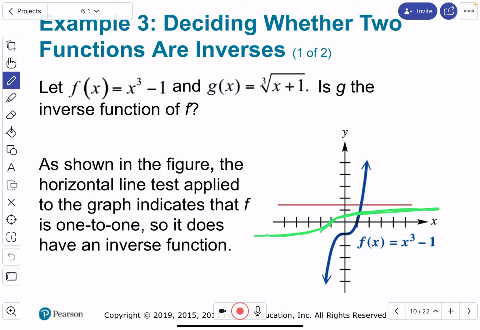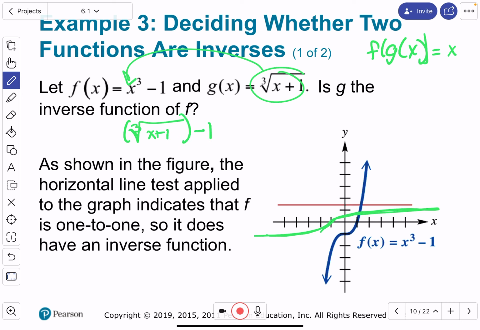If f of g of x is going to equal x, we have to plug g in. So if I take this and put it in here for x, and then subtract 1, let's do the math out. The cube root and the cubed are going to cancel each other out. So we get x plus 1 and then minus 1. Those cancel out and we get x. So they are inverses because mathematically, if I plug the g in, I get the x that I originally plugged in.